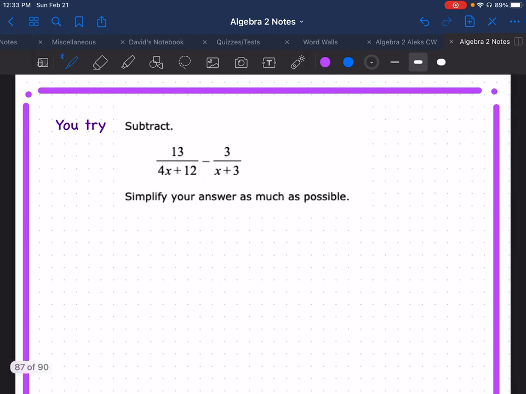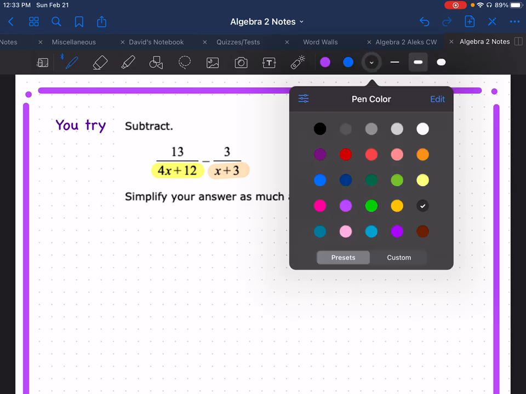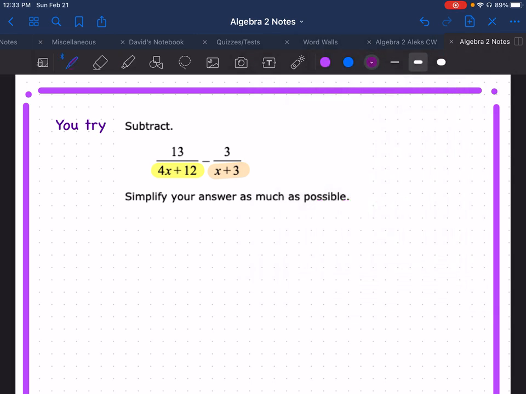All right. If you were in class today, we did have a you try again today. So here was the you try. And I did help a little bit with this one because one has a common denominator. Or, well, this one has a multiple.